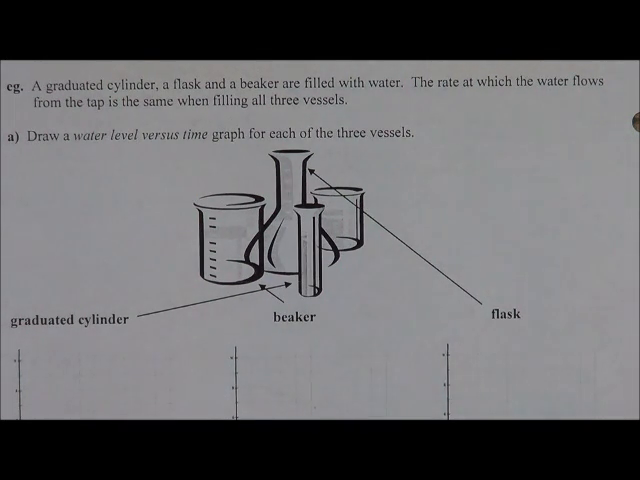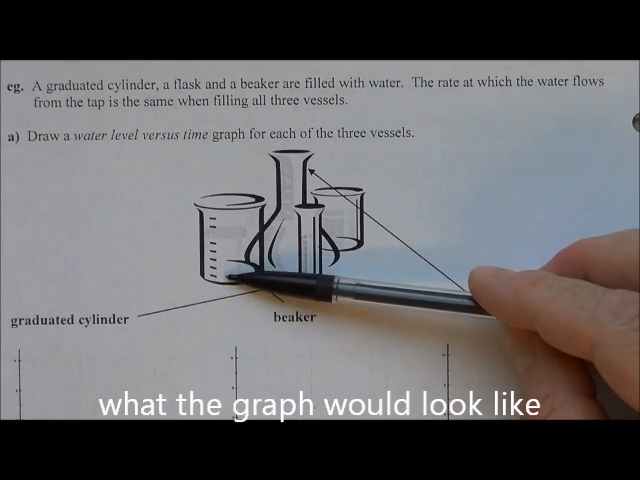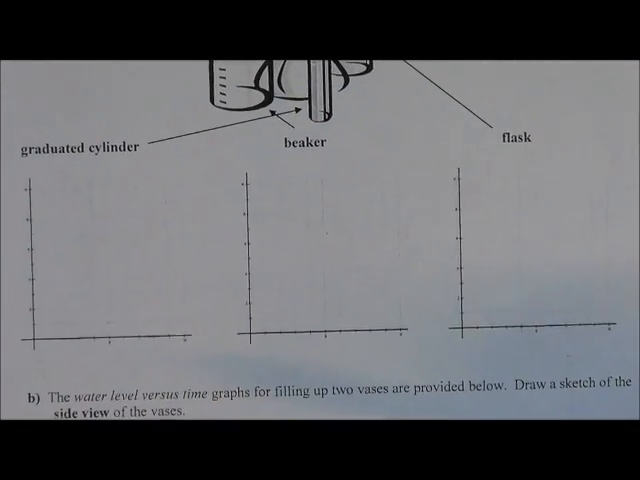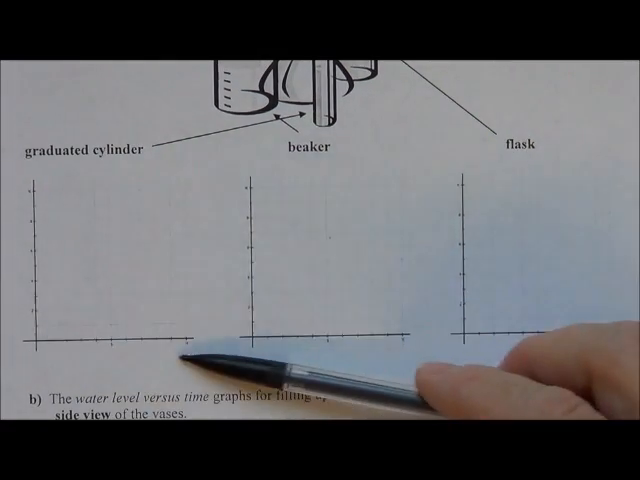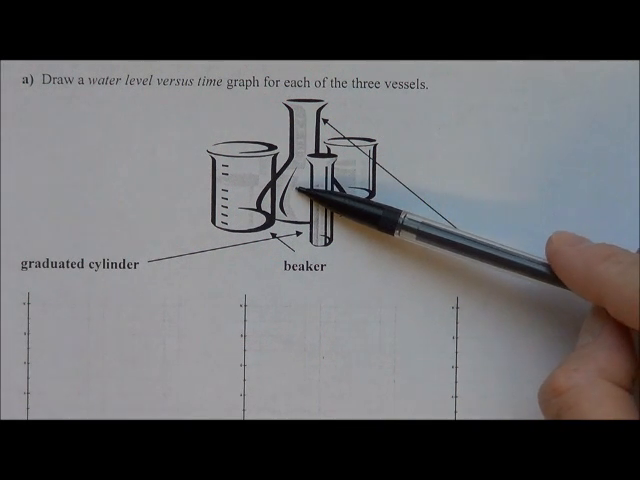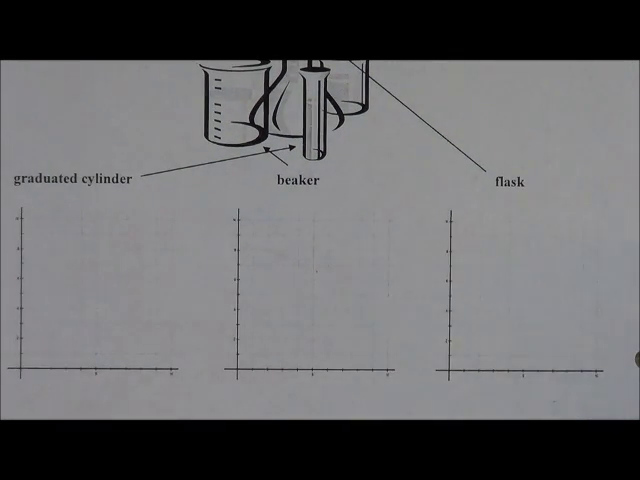Okay, so what I'd like you to do now is determine what the water level would look like as it's rising, water level versus time. What would that look like for the beaker, the graduated cylinder, and the flask? Please pause the video and draw your graphs accordingly. I hope you paused the video to do some thinking on your own, because if you don't, then of course you're losing out on half of the power of these video lessons.